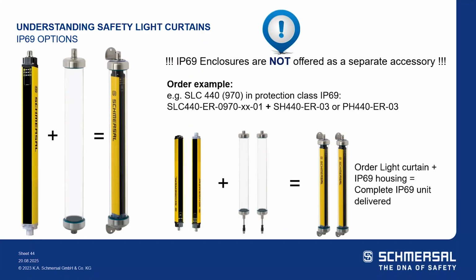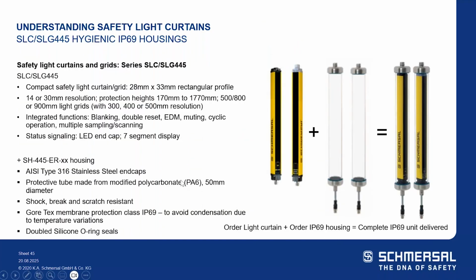So here is what that would look like. The enclosure and the light curtain are ordered from the factory. The IP69 enclosure is not offered as a separate accessory, so the customer doesn't have to worry about assembling it and worrying that they're going to maintain and keep that IP69 rating, because it's done at the factory. And so again, you order light curtain or grid, you order the appropriate housing, and it comes completely delivered as your IP69 unit.